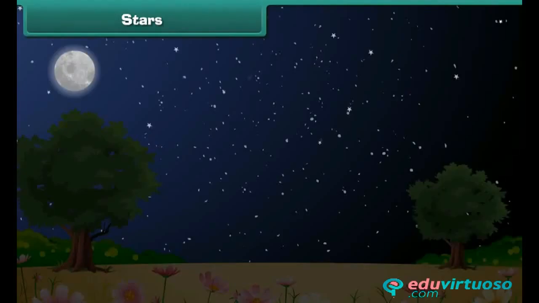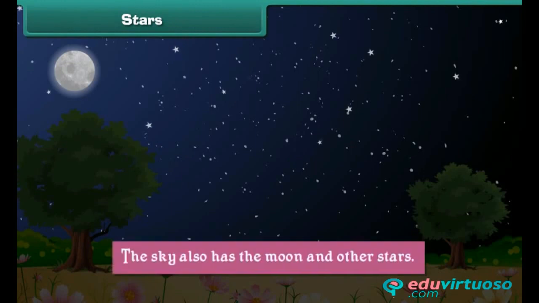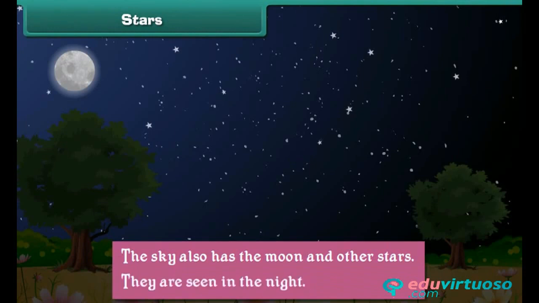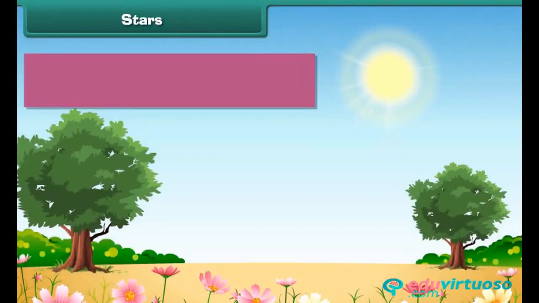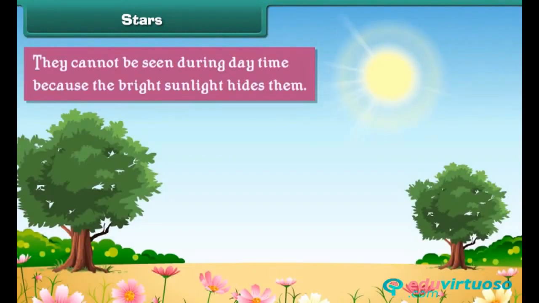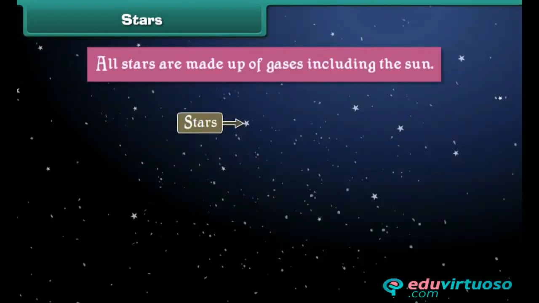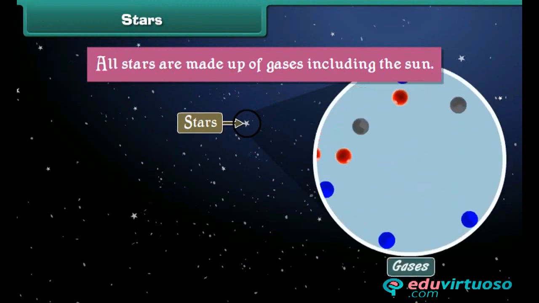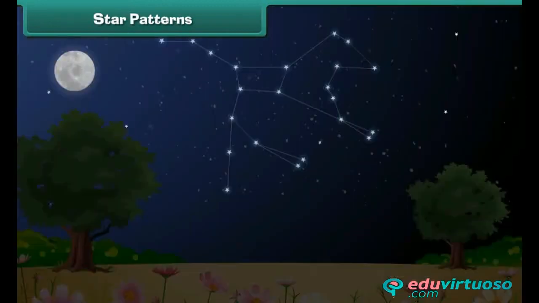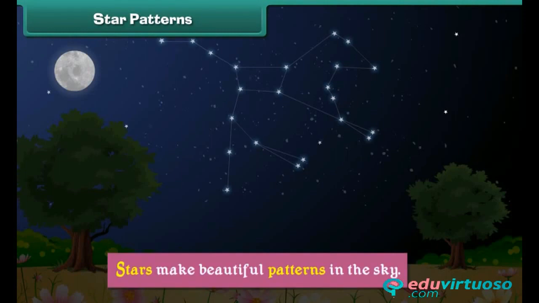Stars. The sky also has the moon and other stars. They are seen in the night. They cannot be seen during daytime because the bright sunlight hides them. All stars are made up of gases, including the sun. Star patterns. Stars make beautiful patterns in the sky. Let us look at some interesting patterns.